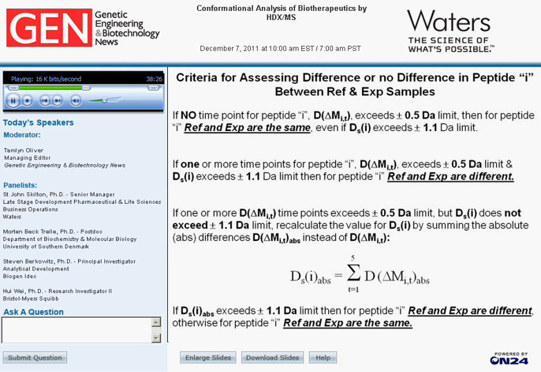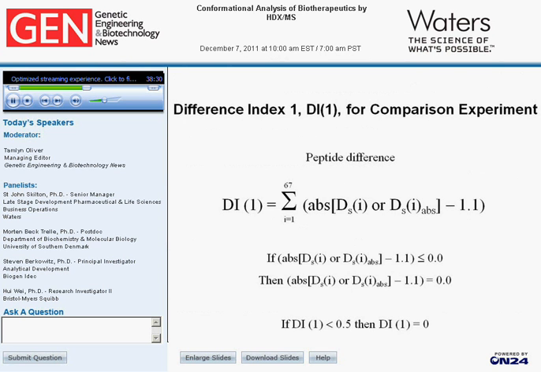We can also calculate difference parameters by summing, for each peptide, the differences for each of the time points, subtracting 1.1, and then summing those over all 67, we can come up with an index. But if this parameter inside each of these terms is below 0, because we can potentially get negative numbers, we'll assign a 0 there. We're only dealing with positive numbers. And if the sum does not exceed 1.5, we'll give the entire index a value of 0. Next slide.